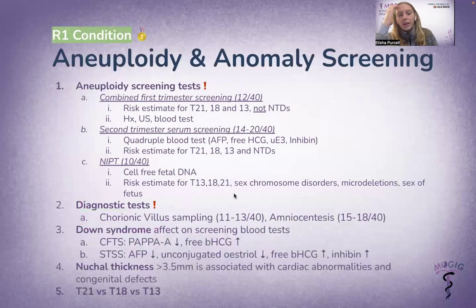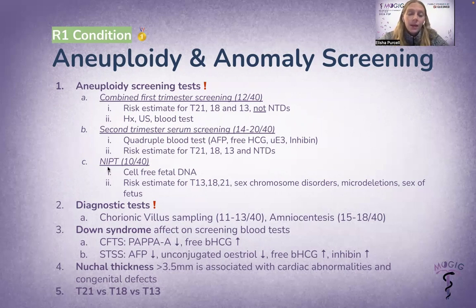So let's go through the next R1 condition. This is aneuploidy and anomaly screening. I think for this R1 set on the matrix, it's really important that you know the aneuploidy screening test always comes up. It's kind of a bread and butter thing. So very basically, you've got your combined first trimester screening. It is undertaken at about 12 weeks. Get your second trimester serum screening, as it makes sense. You do it at your second trimester.